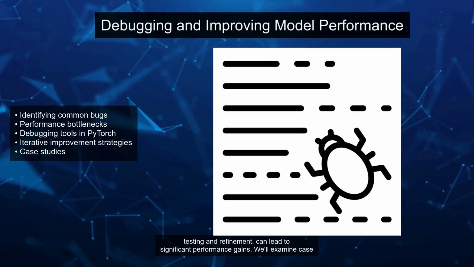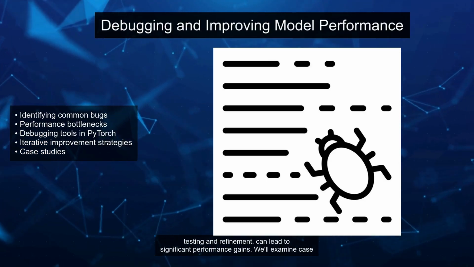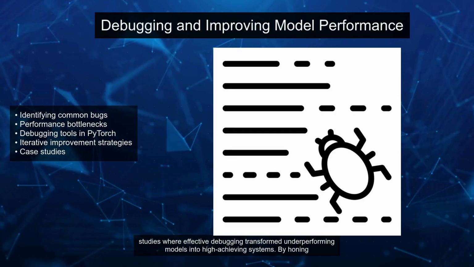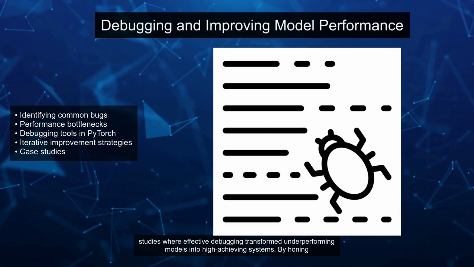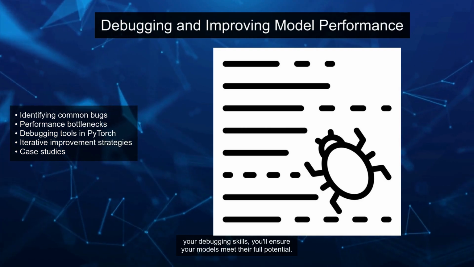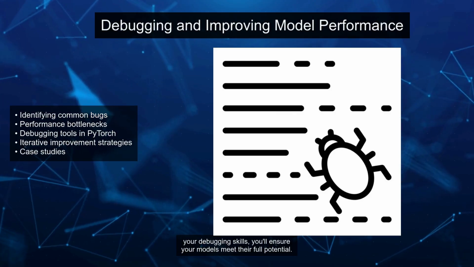Iterative improvement strategies, involving systematic testing and refinement, can lead to significant performance gains. We'll examine case studies where effective debugging transformed underperforming models into high-achieving systems. By honing your debugging skills, you'll ensure your models meet their full potential.